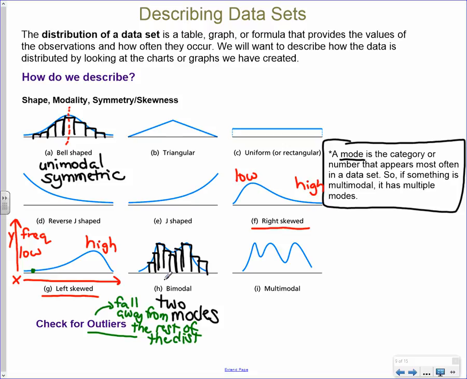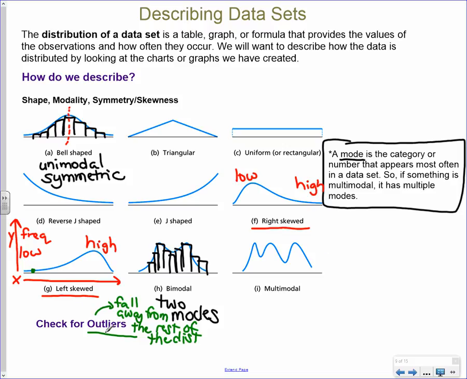With the modality that we're talking about there, a mode is the category or number that appears most often in a data set, and we talk more about that in Chapter 3. But if something is multimodal, then it has multiple modes, okay? This one just has one peak there, that would be unimodal, okay? Because there's only one highest bar. Something like this would be bimodal because it has two bars that are the highest. After two, we just go into multimodal. So it could have three or four or five or six or whatever of those peaks there.